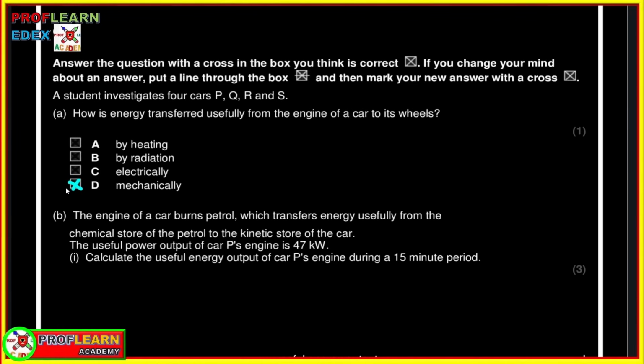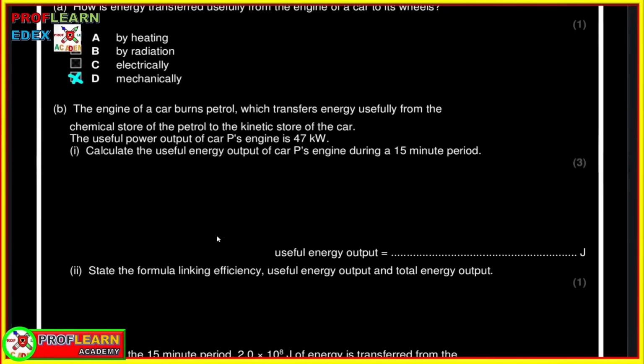The engine of the car burns petrol, which transfers energy usefully from the chemical store of the petrol to the kinetic store of the car. The useful power output of car P's engine is 47 kilowatts. We're supposed to calculate the useful energy output. Remember, energy equals power times time. That's the formula we're going to use to work out this particular question. Energy is power times time.